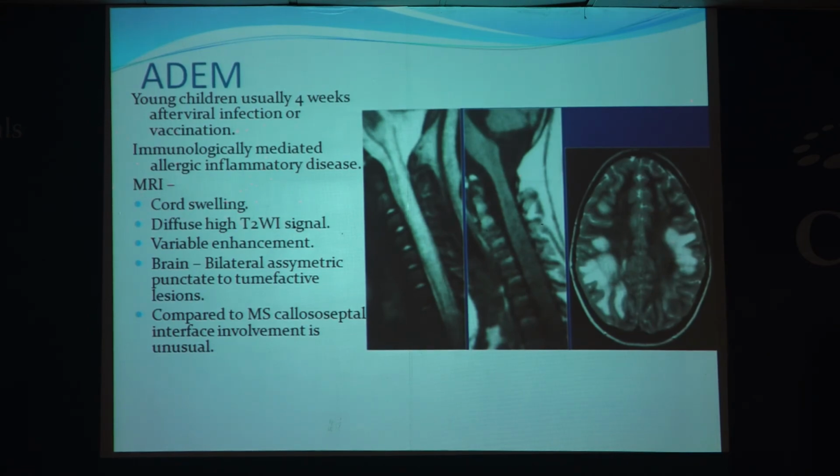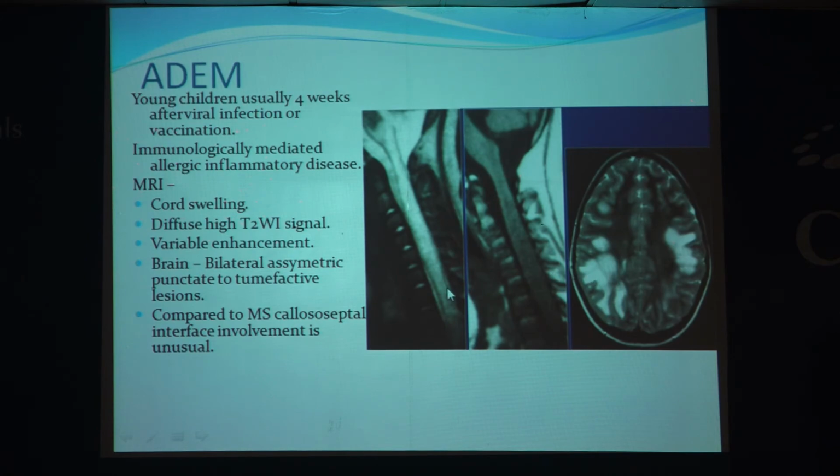Now ADEM, how will we recognize ADEM? Usually young children present with focal neurological signs and symptoms, usually within 4 weeks after a viral infection or vaccination. We can see swelling of the cord, then high T2 signal within the cord with variable enhancement post-contrast. And if the brain is imaged, we can see bilateral asymmetric lesions which can range from very small punctate lesions to tumefactive lesions.